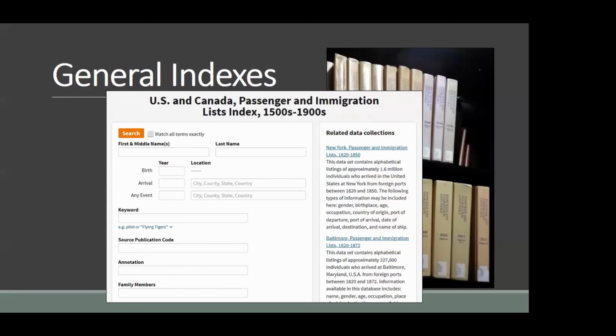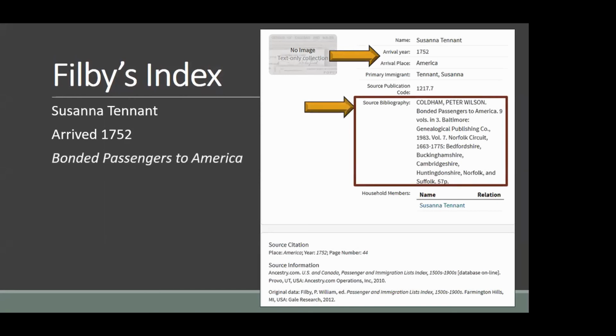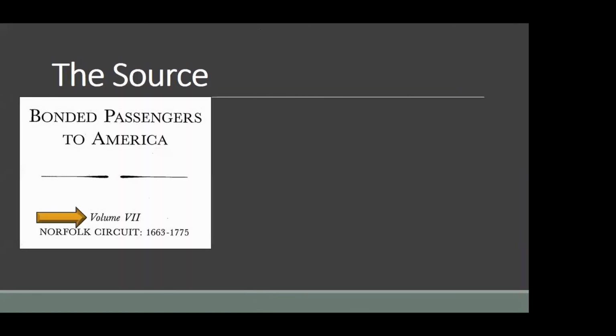So on Ancestry, you could search for a person. And so here I have Susanna Tennant, and that she arrived in America in 1752. I'm told the source is Peter Coldham's book, Bonded Passengers to America. I'm told it's in volume 7. I do have to scroll down a bit, but it does provide me with the actual page number, page 44.